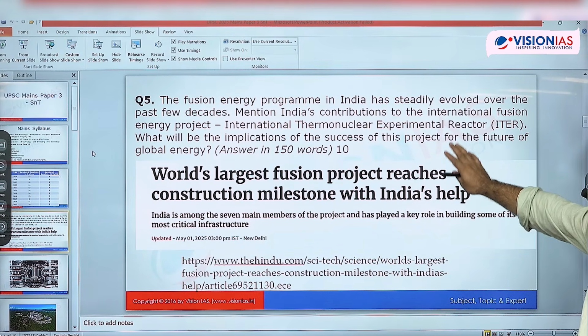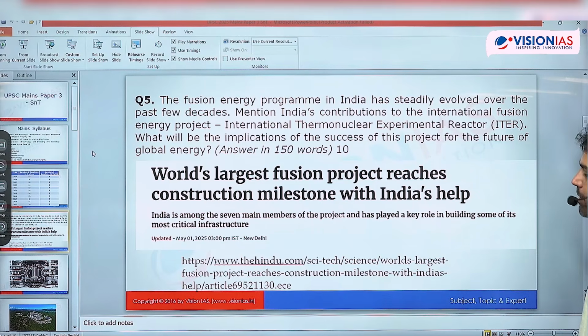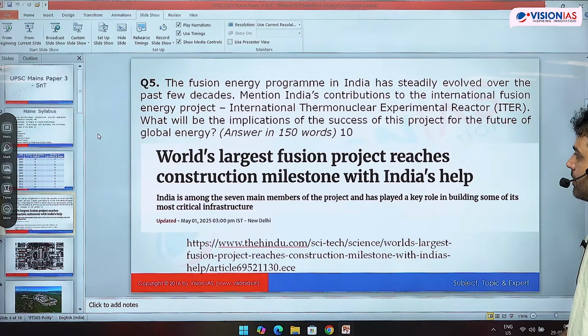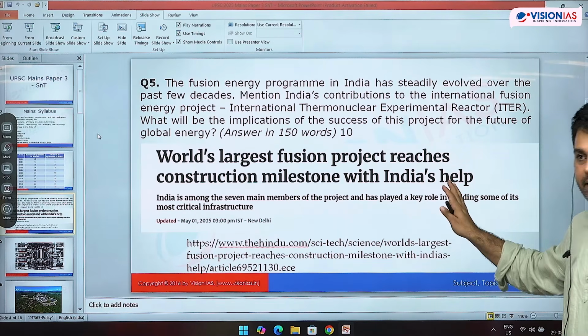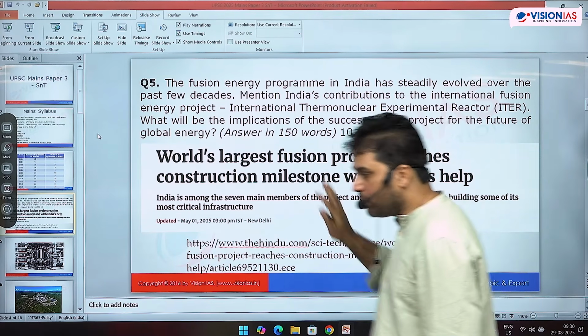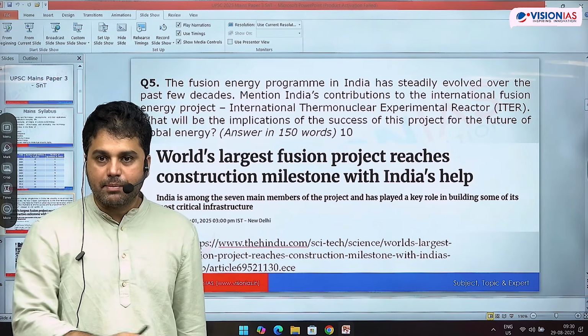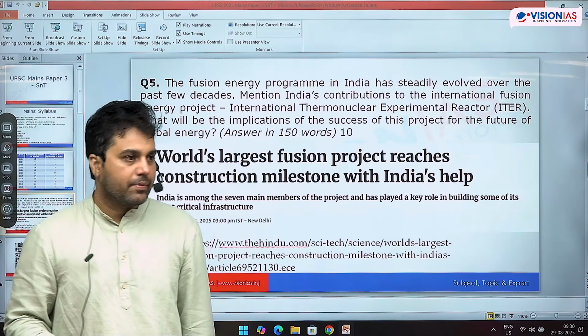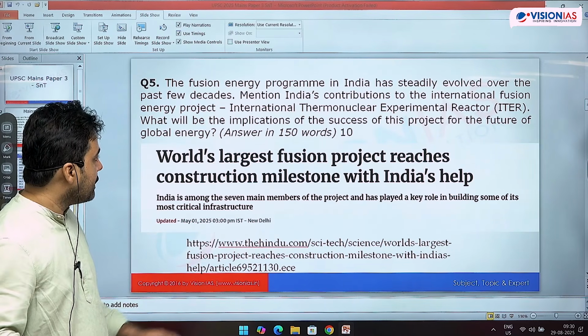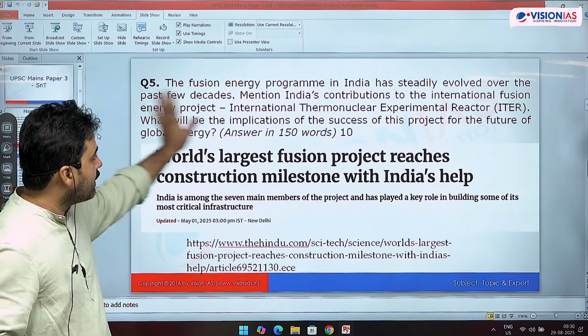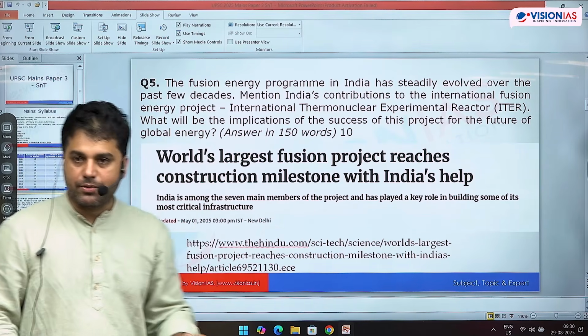The fusion energy program in India has steadily evolved over past few decades. Can we justify that with some data? UPSC has given a statement. If I know something to justify that statement, that automatically becomes a very ready-made introduction. Although another very simple ready-made introduction is because the question is about fusion, so I can define fusion.